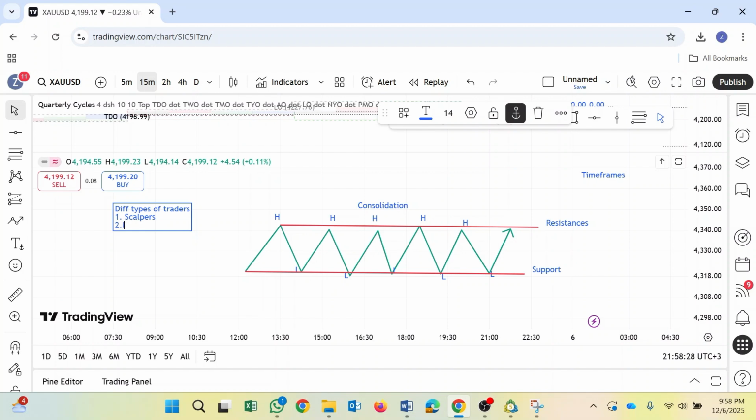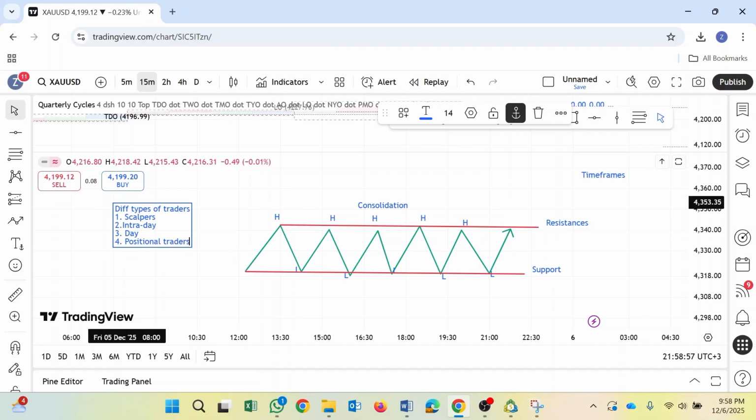Then there are others called intraday. Intraday is the one who places a trade within the day, and if it goes well, by tomorrow you have made your profit. Then we have other people who are called day or swing traders. No, not even a day. Let me call them positional traders.